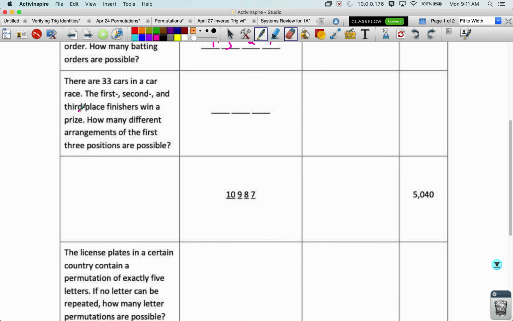There are 33 cars in a race. The first, second, and third place finishers win a prize. How many different arrangements of the first 3 positions are possible? So you got 33 cars that could come in first, but that car has already passed the line, so there's 32 cars remaining on the track, and then there's 31. We're going to multiply these.